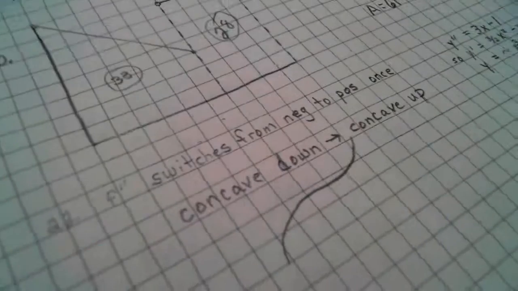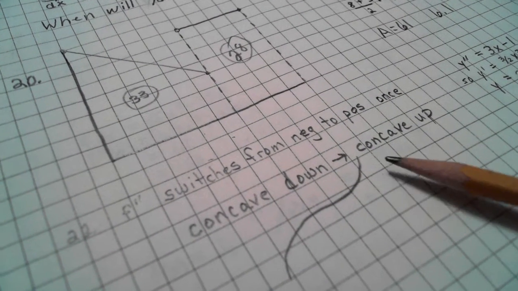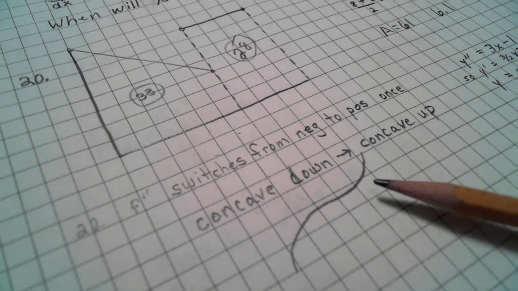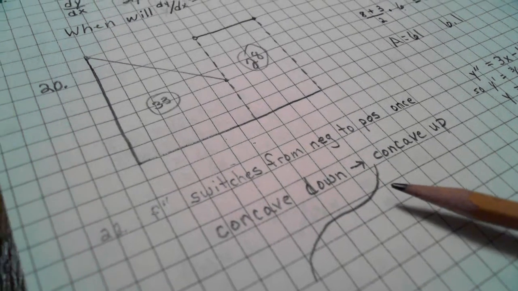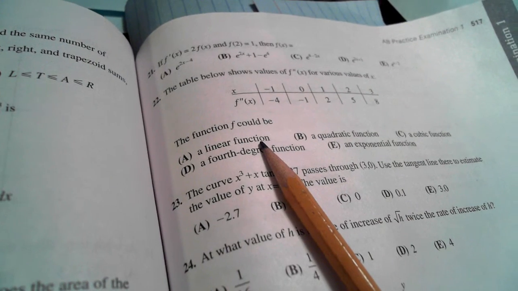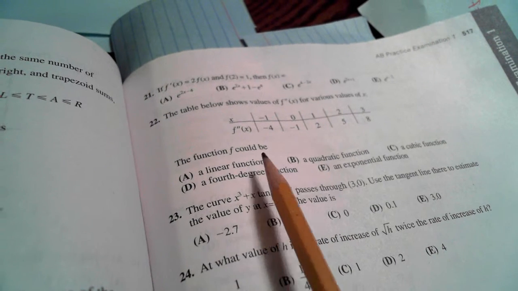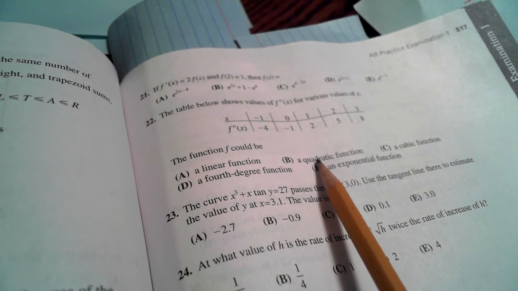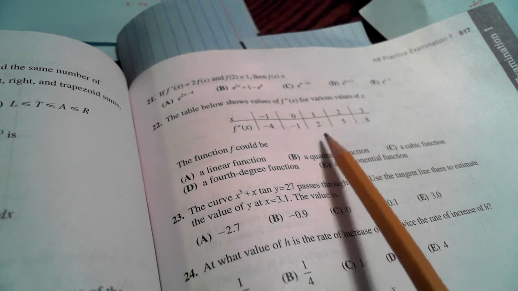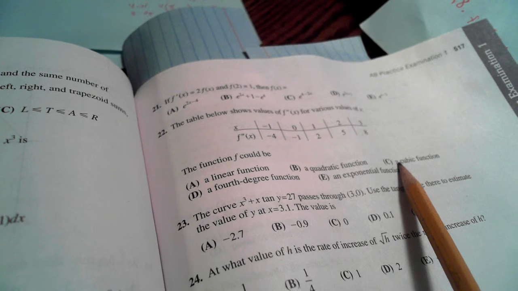In a sketch, switching from concave down to concave up would look like this. That's a classic y equals x cubed type shape. The choices were linear, that wouldn't even be a curve. This couldn't have any concavity then. A quadratic wouldn't switch, it's always concave up or concave down. There's no switch. Cubic, I believe, is the choice here.